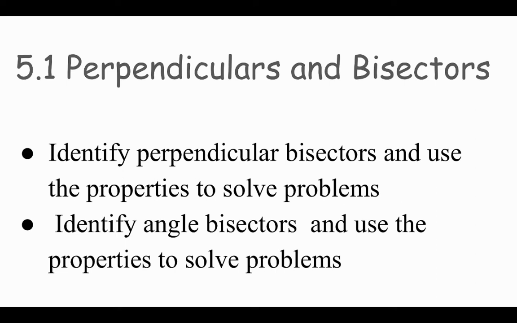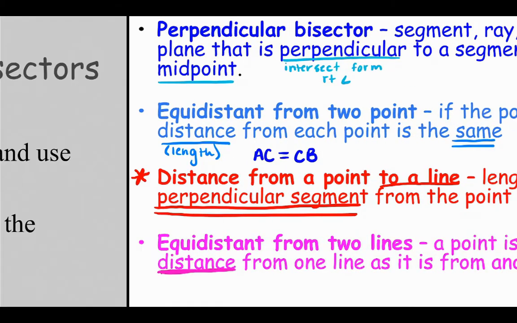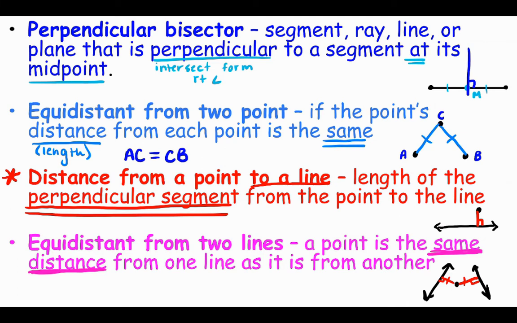So this is the notes and examples for 5.1 perpendiculars and bisectors. A perpendicular bisector combines two vocabulary words that we have had in the past.